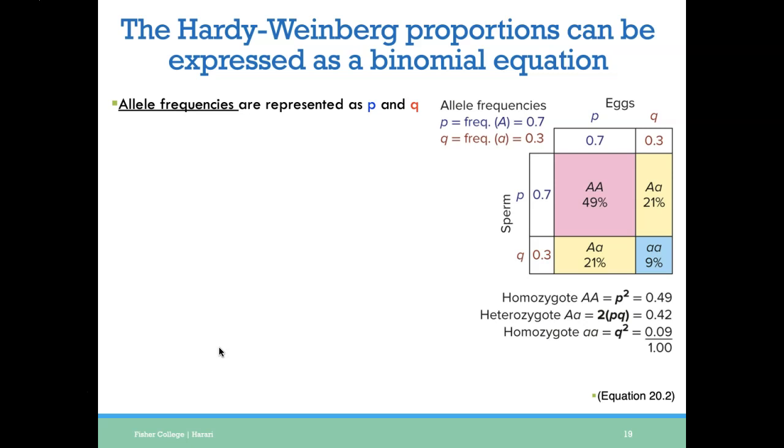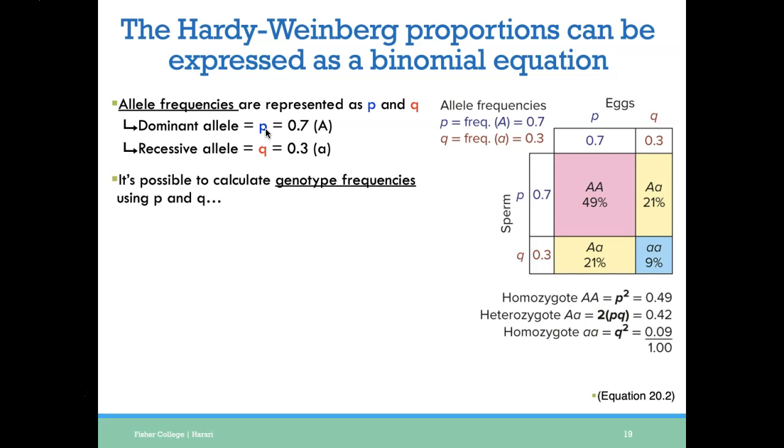So let's get started. Allele frequencies can be represented as p and q. The dominant allele frequency, so for big A and little a, the frequency of big A is known as little p. And in our previous example, we said that p was 0.7. The recessive allele is denoted as little q, and in the example, it was 0.3. And we know that allele frequencies should always add up to 1, right? So p plus q is equal to 1. If there's two alleles, p plus q must always equal 1.